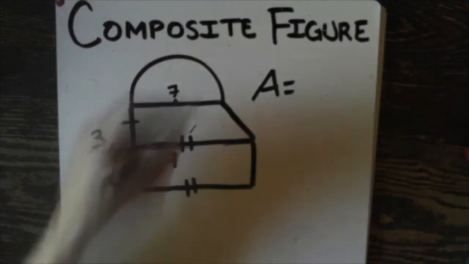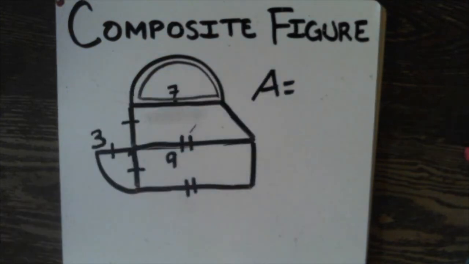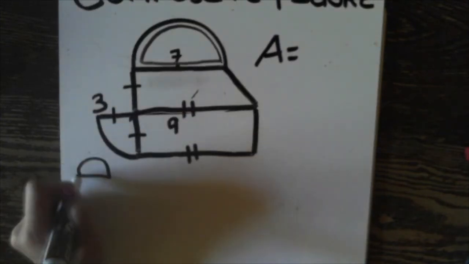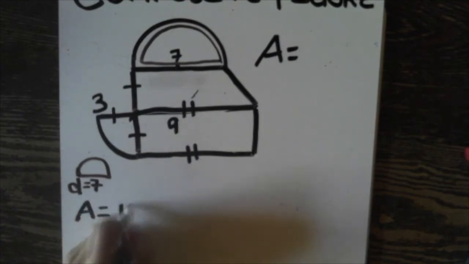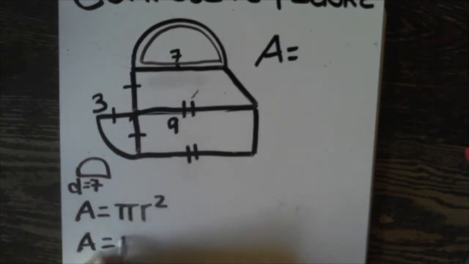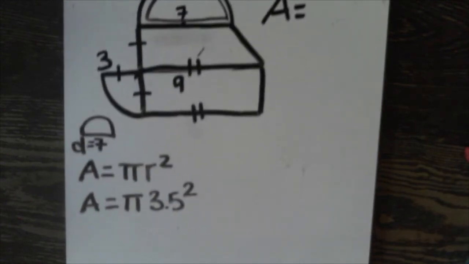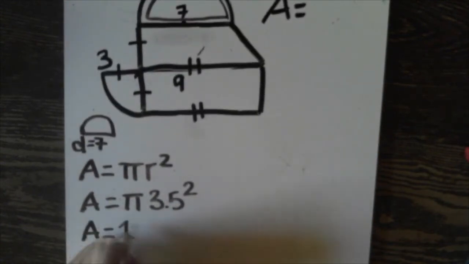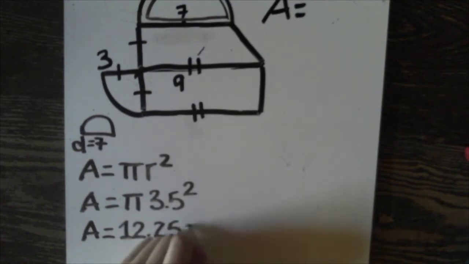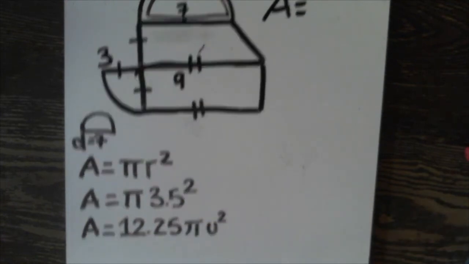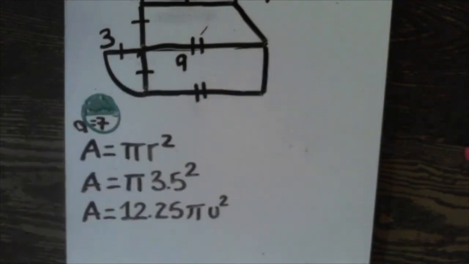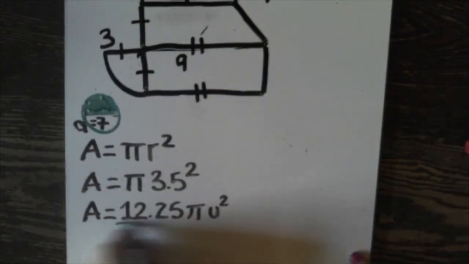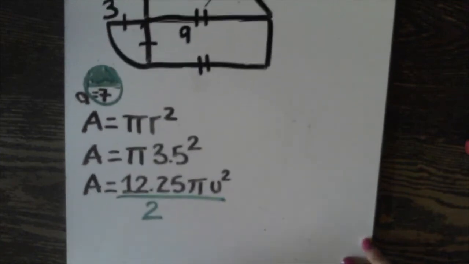A composite figure is made up of many different shapes. Here we have a semicircle. It is half of a circle with diameter 7. Let's find the area of the semicircle. Pi r squared becomes pi times 3.5 squared because the diameter is 2 times the radius. And 3.5 squared is 12.25. I bring down pi and notice that I have to divide by 2. That is because I only have half of my circle.